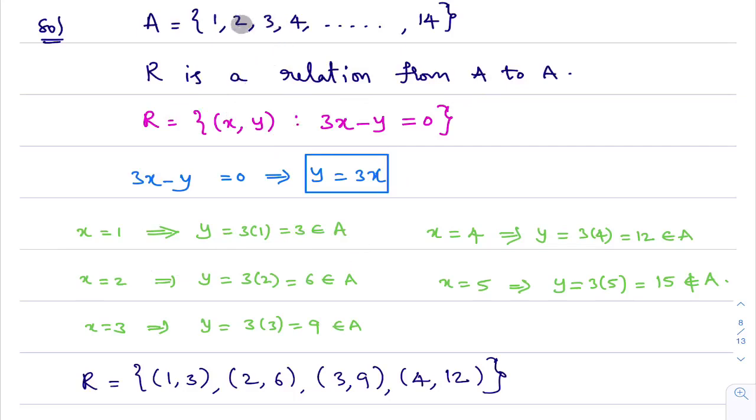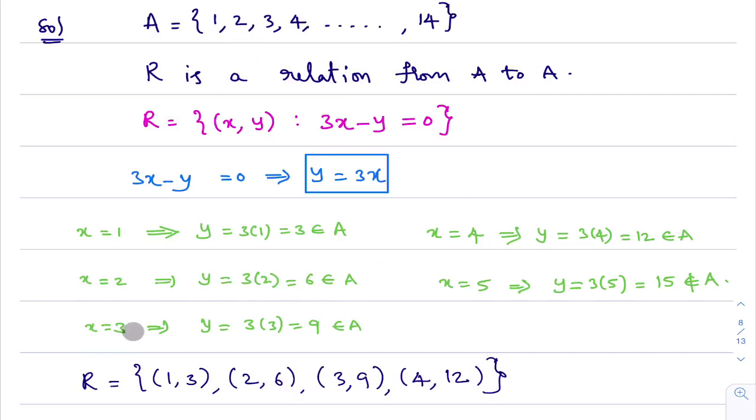Put here in this equation, in place of x you write 2, y equal to 3 into 2, that is 6. 6 is there in set A? Not there now. 6 is there in set A? Yes, it is there. 5, 6, 7, 8 up to 14 is there now. So x is there in set A, y, 6, that is also there in set A.